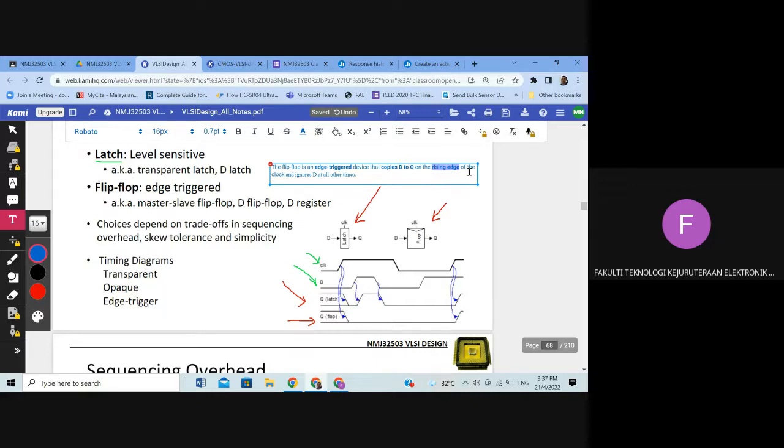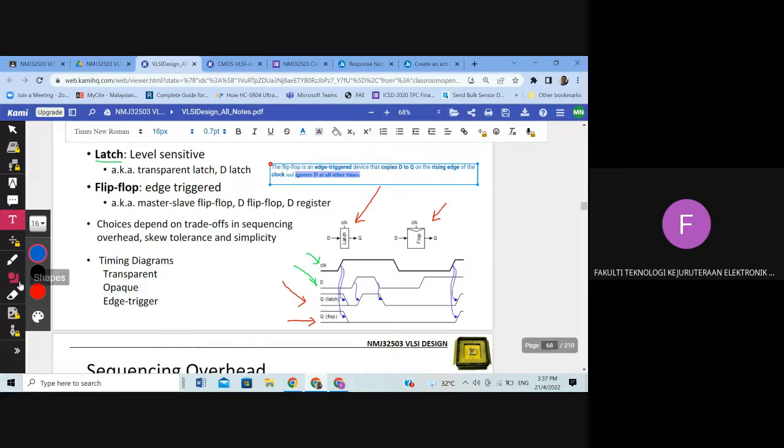Of the clock. So clock is actually the reference signal for the D flip-flop to produce an output. And it ignores D at all other times, meaning that other than the rising edge of the clock, Q will not equal D. Q will follow its previous value.